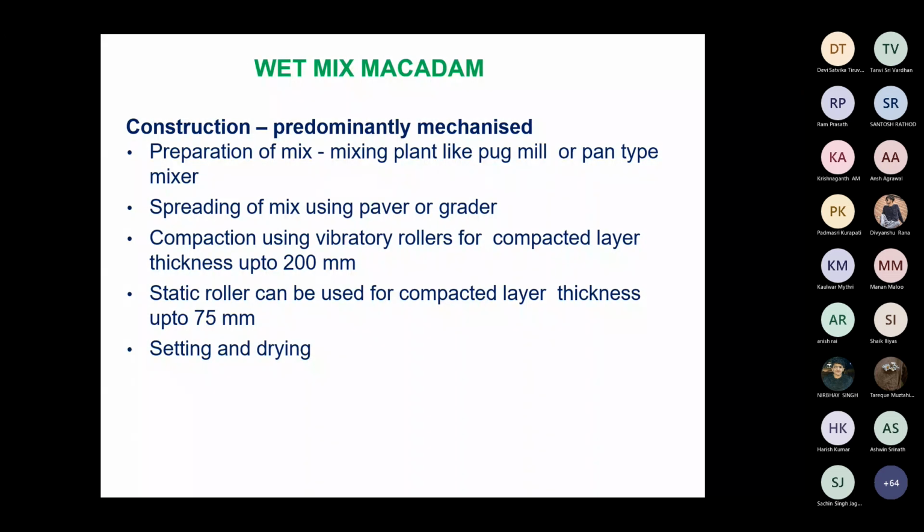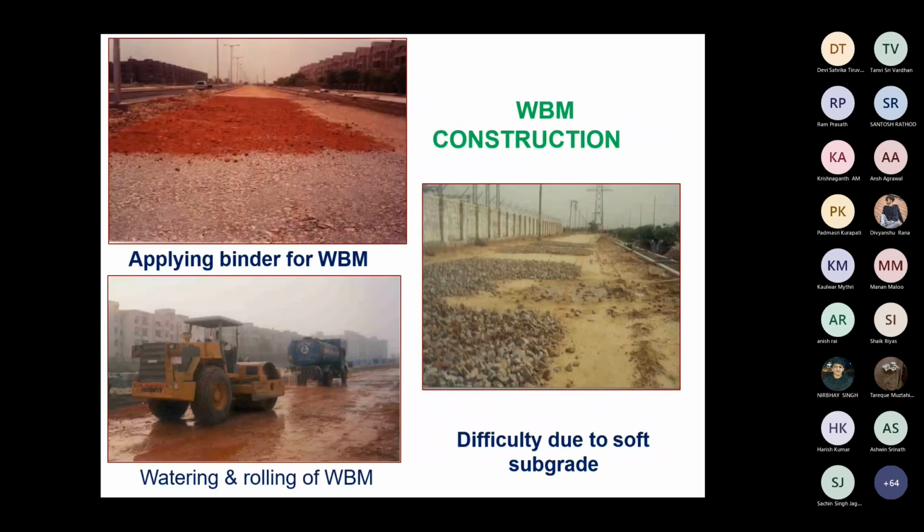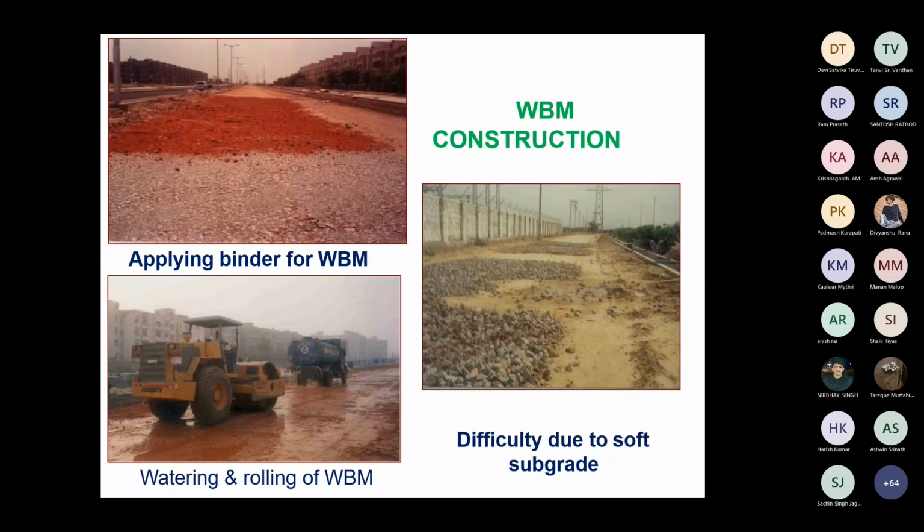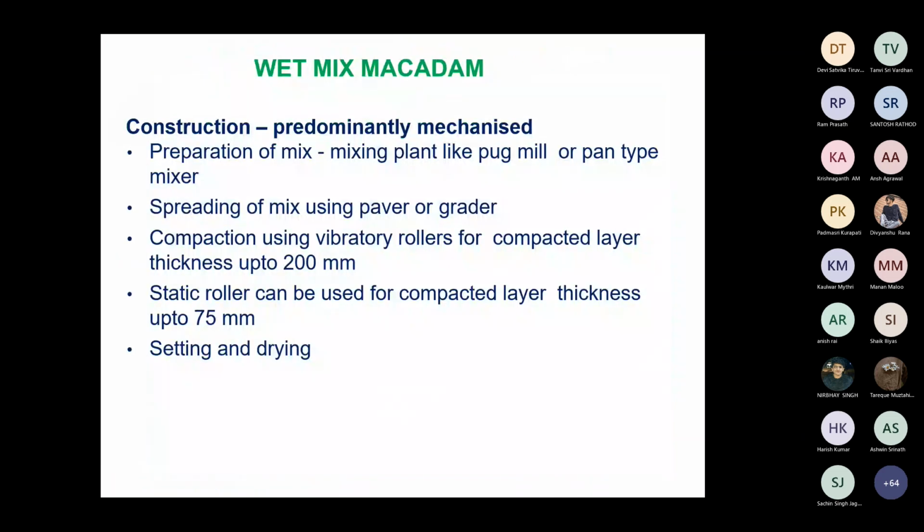First you have to prepare the mix. In case of WBM, what were you doing? You are doing it layer by layer. You spread the stone, then the screening material, then the binder material, then rolling. But in case of WMM, it is prepared as if you are mixing concrete. You have seen mixers for mixing concrete. Similarly, you have to prepare the mix in a mixing plant like a pugmill or a pan type mixer.